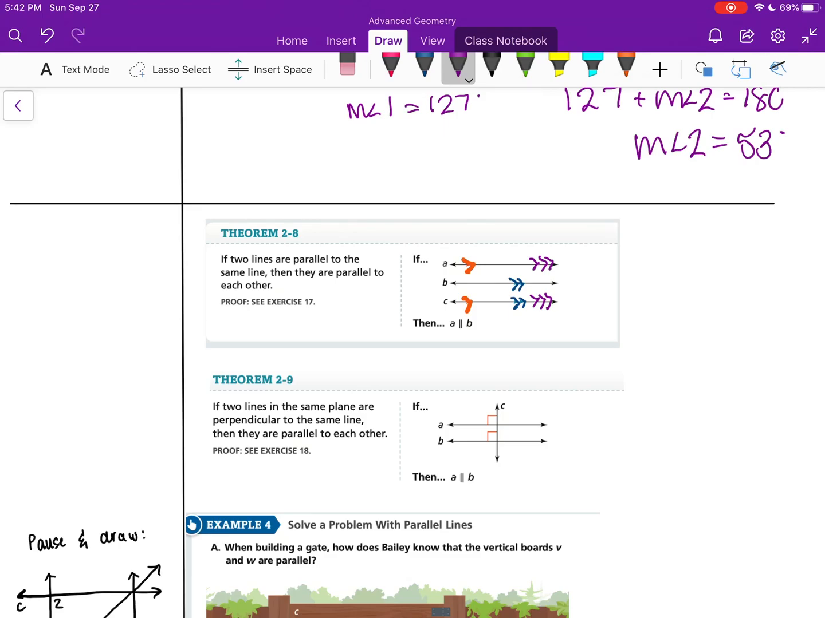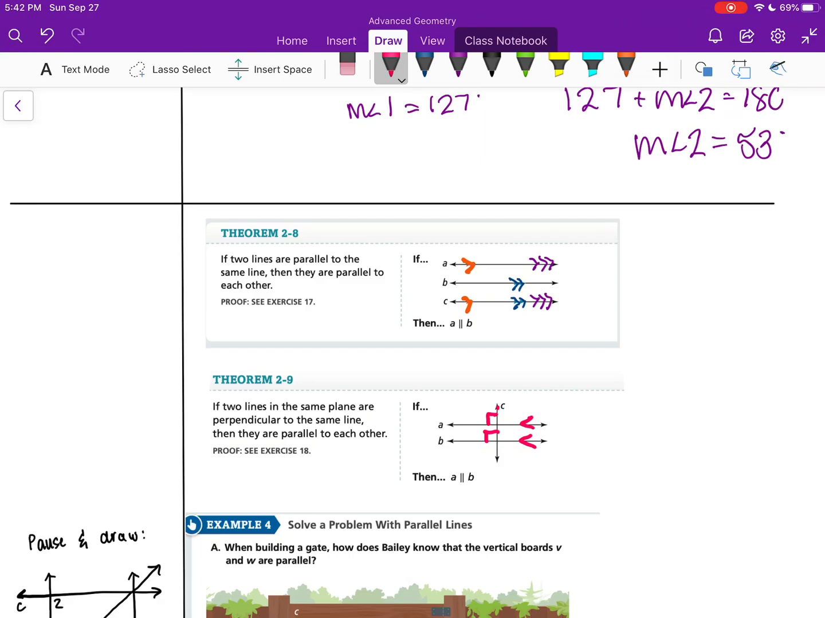Same thing with right angles. If two lines in the same plane are perpendicular to the same line, then they are parallel to each other. AKA, if this is perpendicular to A, C is perpendicular to A, and C is perpendicular to B, then A and B must be parallel.